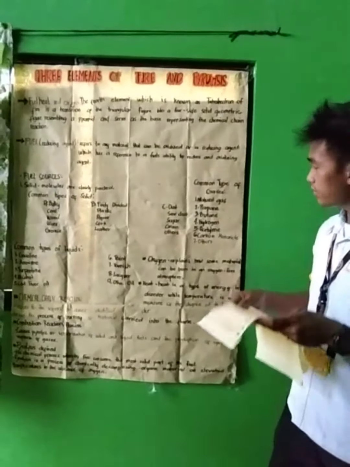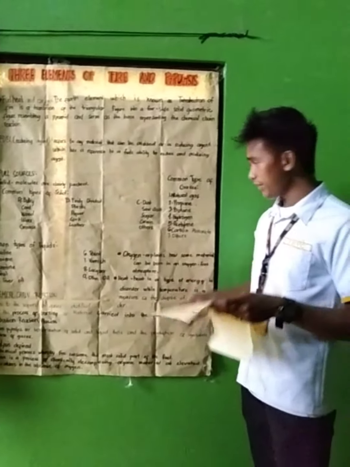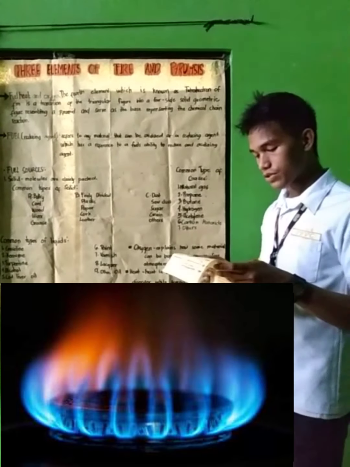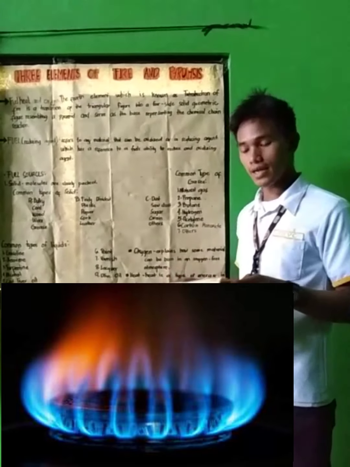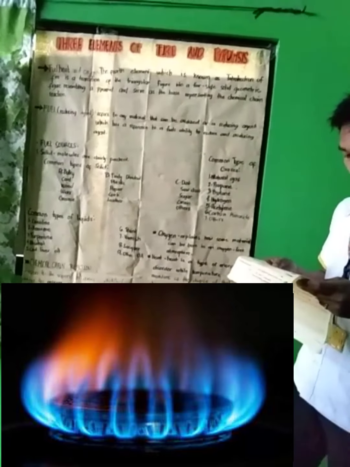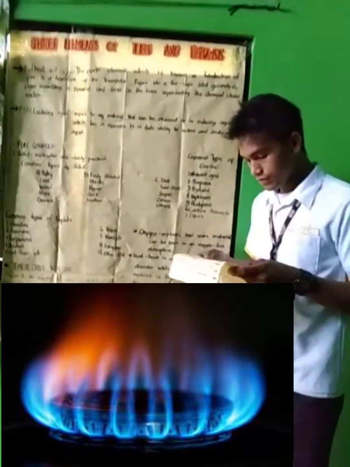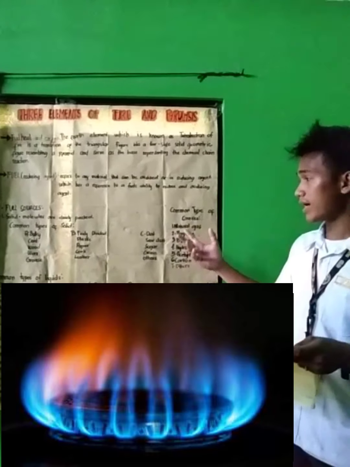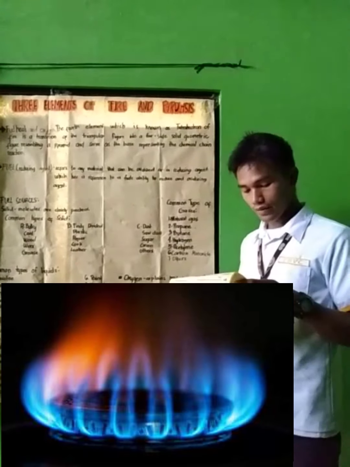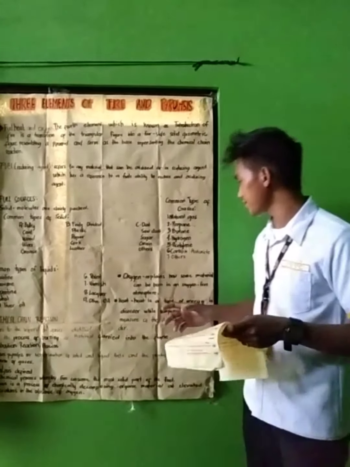Next, common types of gases. The common types of gases start with natural gas. Natural gas, also referred to as fossil gas, is a naturally occurring hydrocarbon mixture and has a large amount of methane. Examples of gases present in natural gas are ethane, butane, and propane.